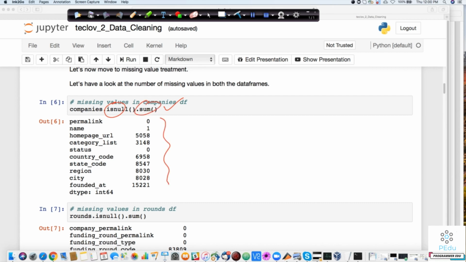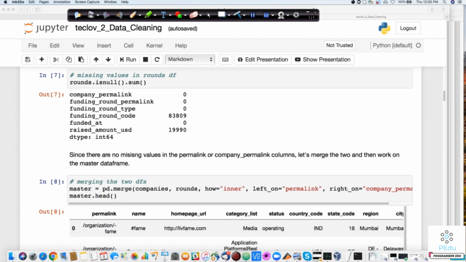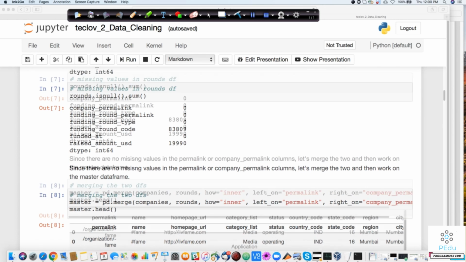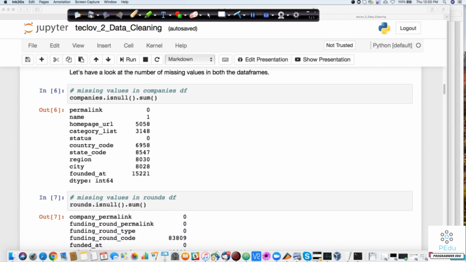Now it's a little difficult to interpret here, so we would like to see it in percentage format rather than this format. Before that, let's also quickly look at the rounds data frame missing values, and yes, we do have some missing values here as well. So we will look at the percentage format on the merged data of both. What is the common column possible for them? We have a permalink column, right? So these two columns are the same here.